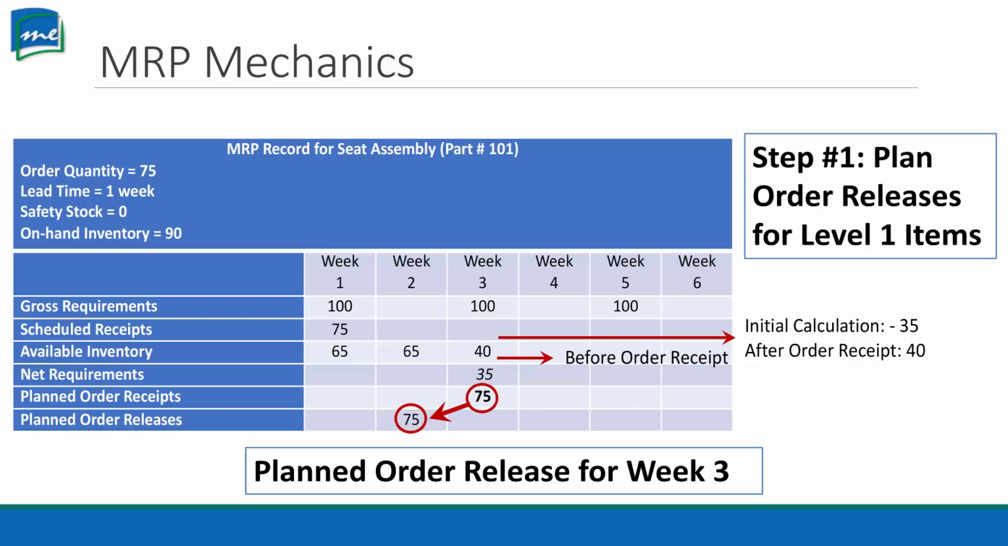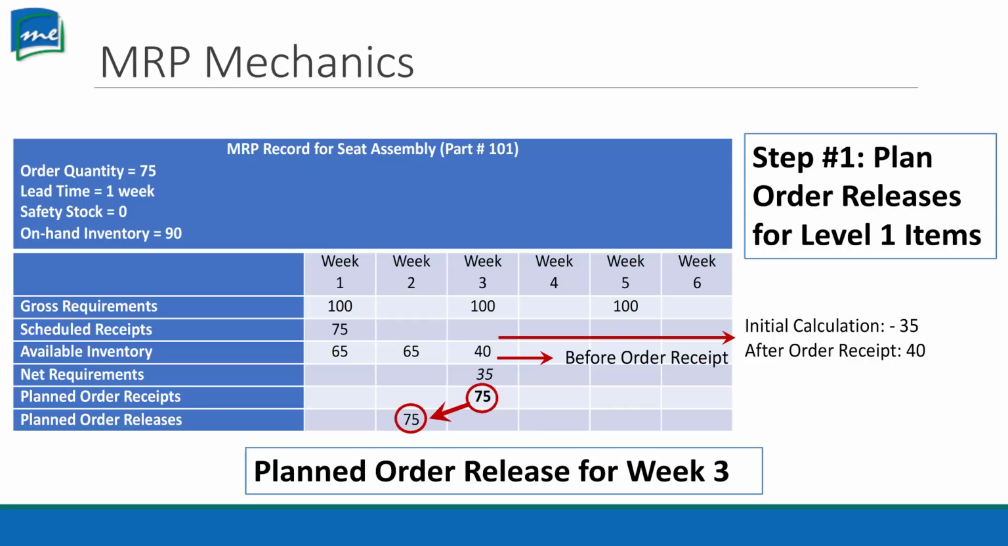So 90 plus the 65, and that's what we know we got. But our initial calculation for week 3, because we're adding inventory, is actually negative 35. But we ordered 75 to be added on week 2. So in week 2, we placed the order. Week 3, it's delivered. So now 75 got added in. So that negative 35 that was there before is now a 40.